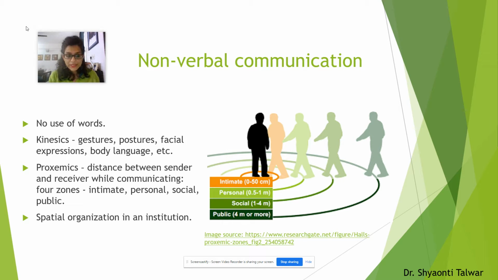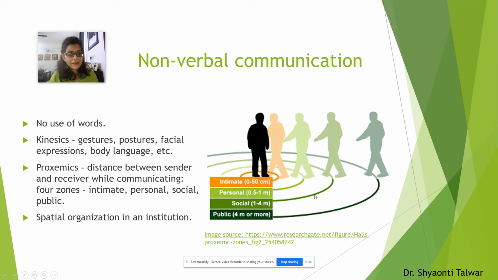Next, we look at proxemics. Proxemics, as the word suggests, refers to proximity between the sender and the receiver of the message. So, what is the distance between the sender and the receiver while communicating? Again, here, obviously, we are speaking about face to face communication. We are referring to actual physical face to face communication.